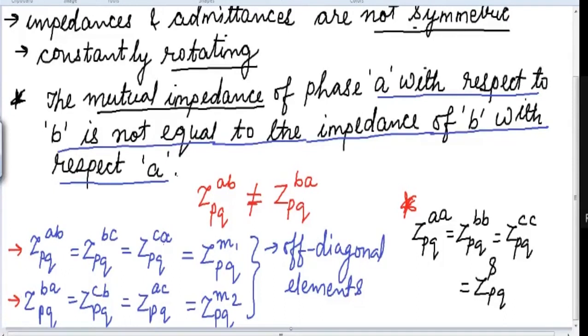So there will be two concepts here. One is ZPQM1 and the second one is ZPQM2. ZPQM1 is related to the upper triangular matrix, and ZPQM2 is related to the lower triangular matrix. Is it clear till here, everyone? This is the last portion of our unit number 3, so we are going to complete it today. This is our rotating elements. Is it clear, everyone? Shall we move to the next topic?